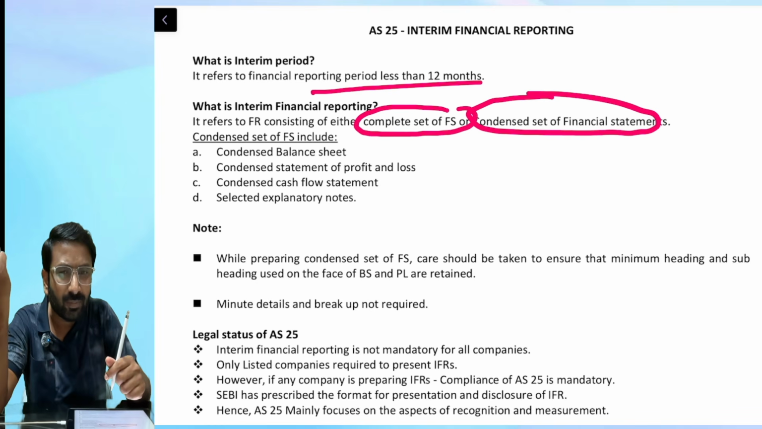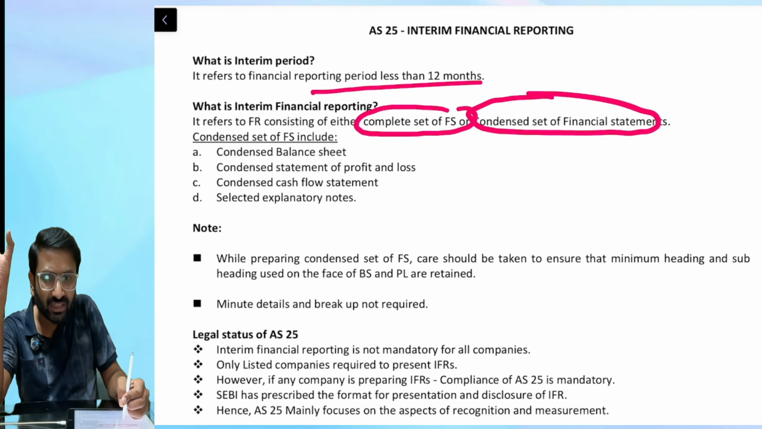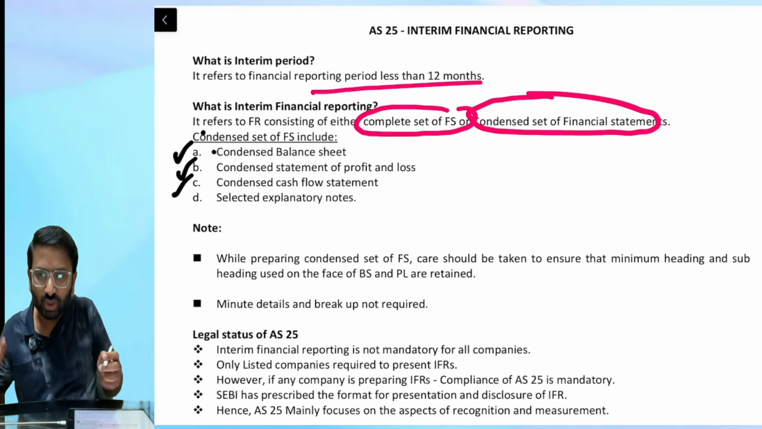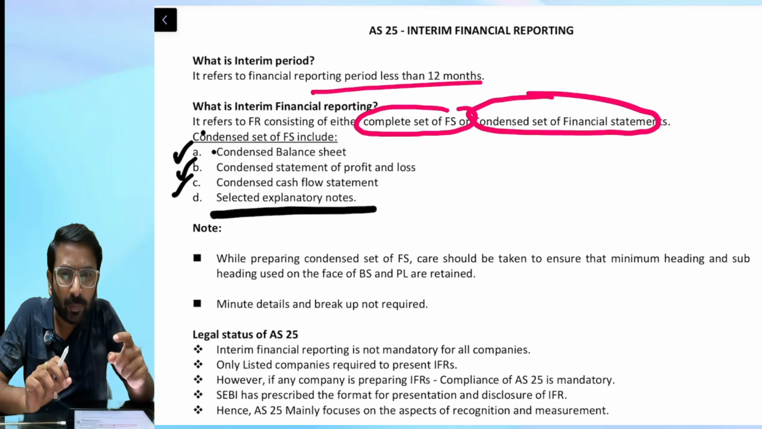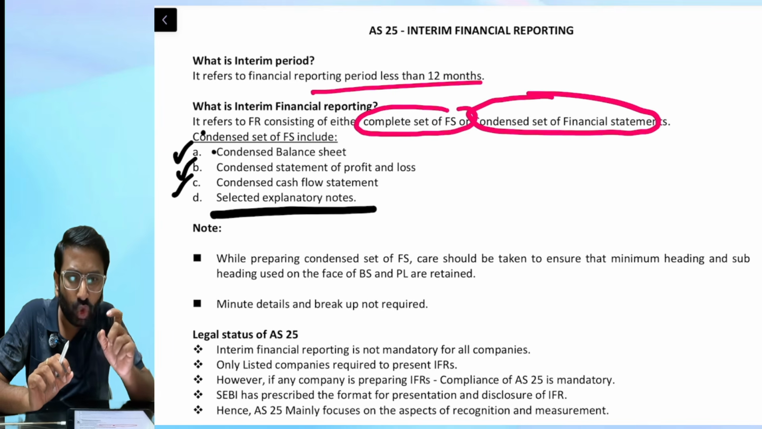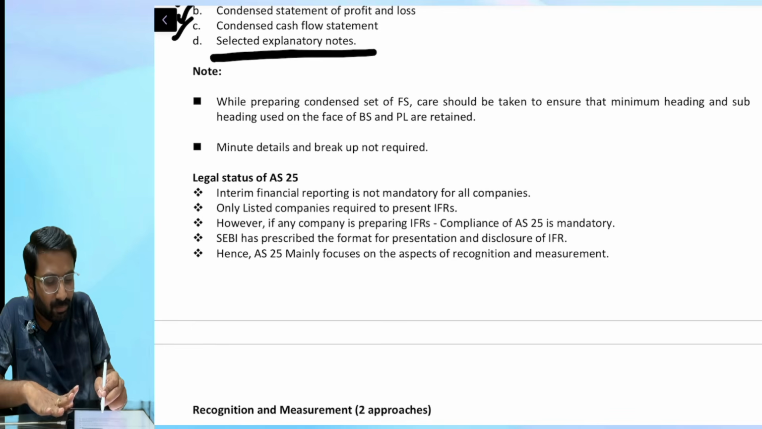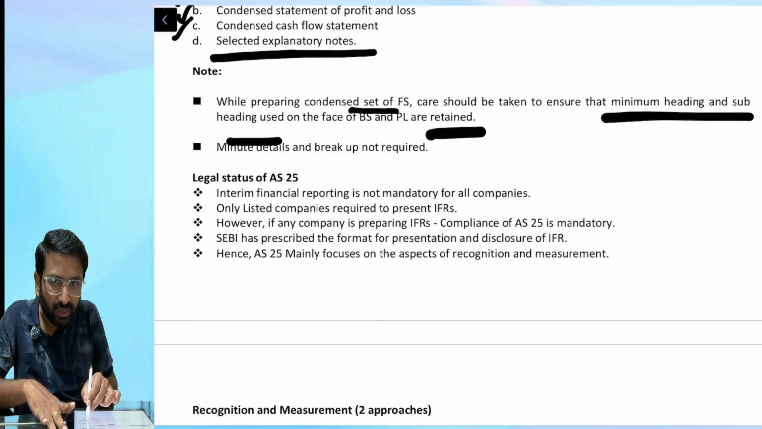But instead of doing that, some companies prepare a condensed set of financial statements. And when we say condensed, can I say this is more like a summarized form or extract? And if you are preparing an extract, that includes condensed balance sheet, condensed P&L, condensed cash flow statement, and there are something called selected explanatory notes, which means instead of preparing notes to accounts for every single item, you prepare notes to accounts only for important items in your accounts. Is that clear? Okay, so this is the main thing. While preparing the condensed set of financial statements, we should ensure that the minimum headings and subheadings are maintained. However, you need not provide minute details.